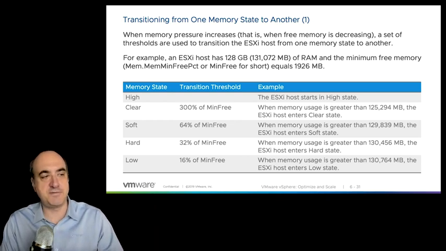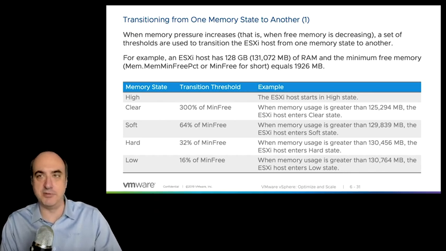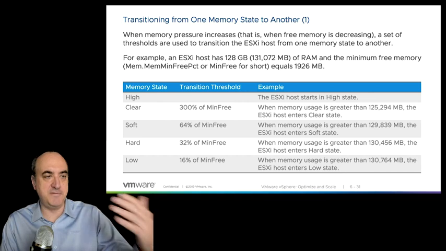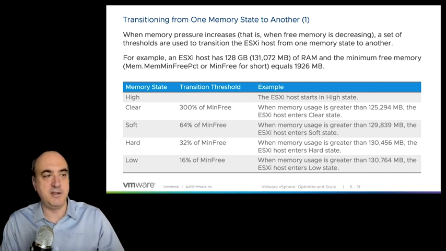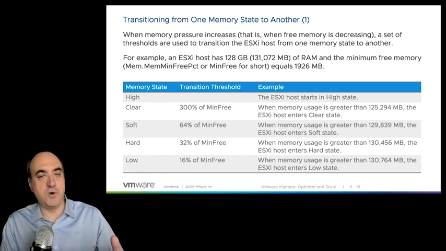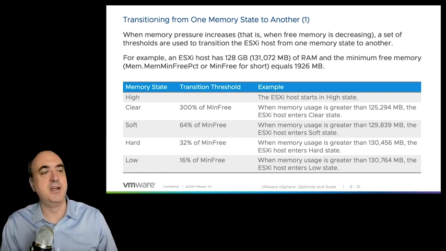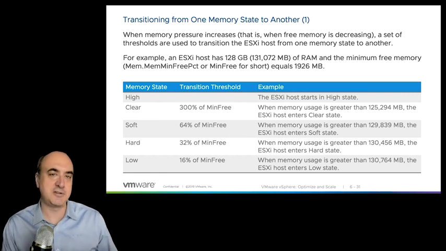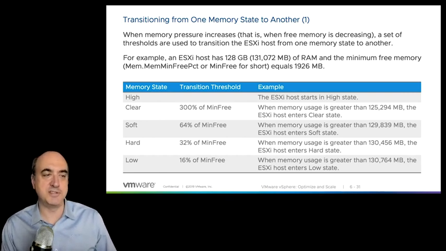And that's when soft transitions and we start ballooning. And we'll balloon and balloon and balloon until we are above the clear value again. But if the ballooning is not sufficient, when we're at basically 1/3 the value of min-free, roughly 32%, is when we start to transition into the hard state. And that's when we start compression and start swapping. And of course, the goal is to bring us back up above min-free.